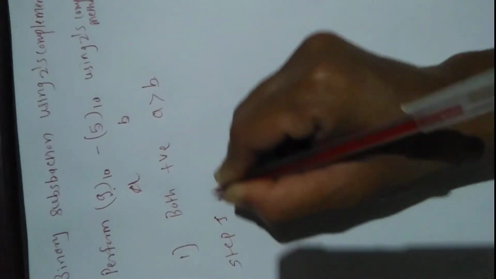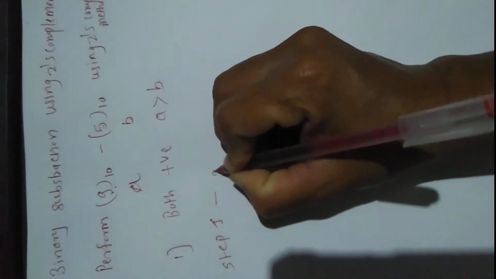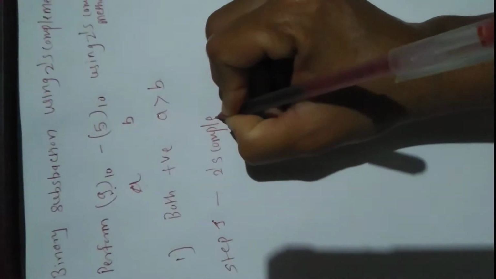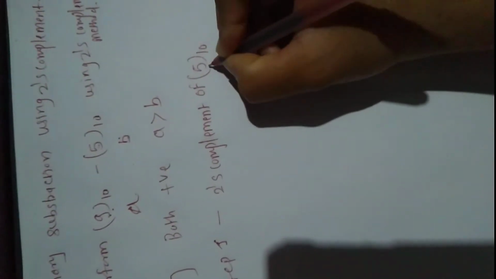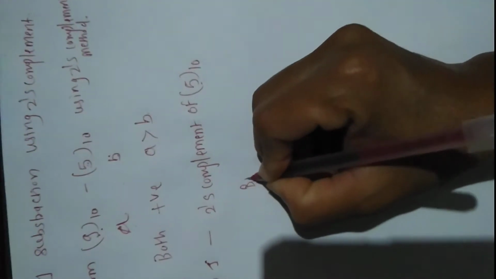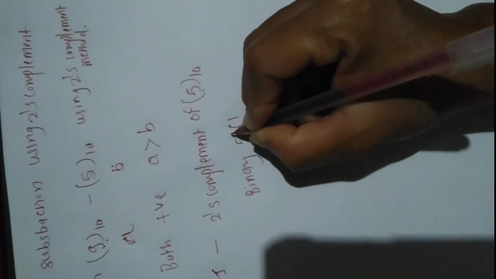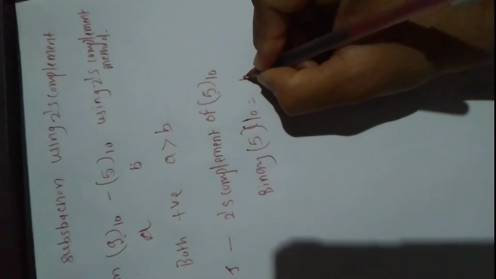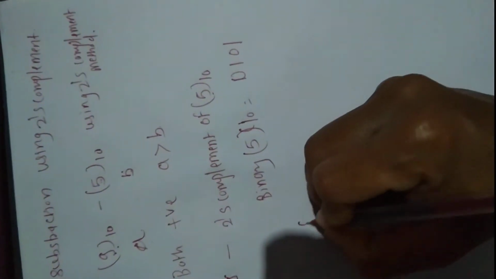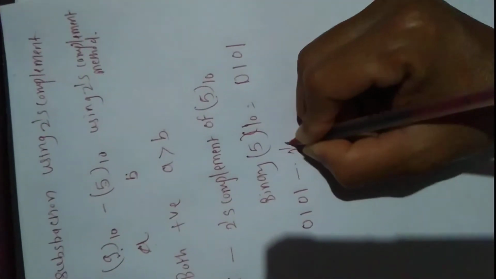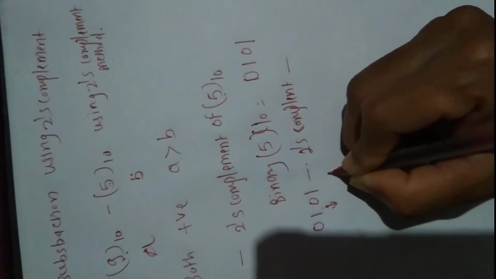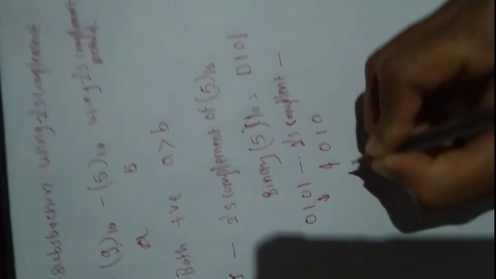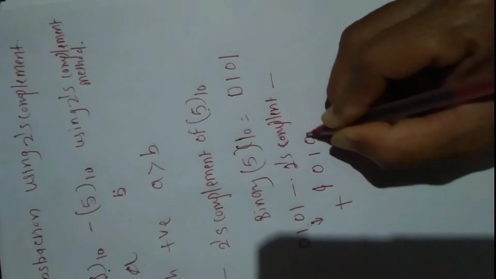Then the first step, in the subtraction using 2's complement: take the 2's complement of the second number, that is B. The number B is 5, and the binary of 5 is 0101. Take its 1's complement first. The 1's complement of this number is 1010, and the 2's complement is obtained by adding 1 to the LSB of the 1's complement.